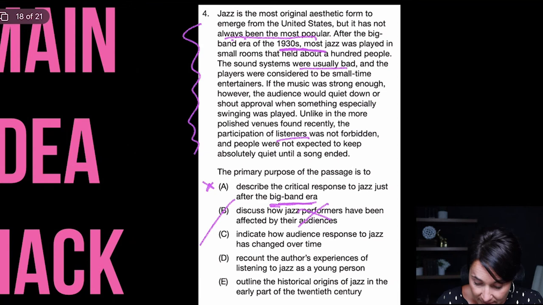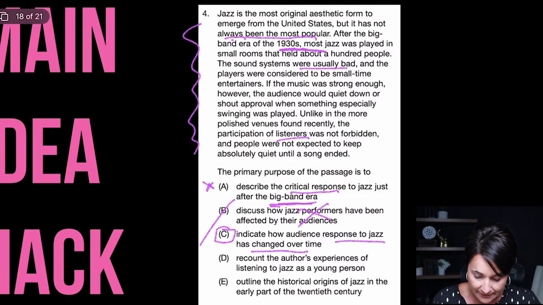Indicate how audience response to jazz has changed over time. All right, this audience response to jazz, I like. I'm gonna go back and check just to make sure. C is my front runner. A is, okay, we got a critical response, but now we're talking about audiences. C is my front runner. D, recount the author's experiences of listening to jazz. Nowhere does this talk about the author's experience. Out.